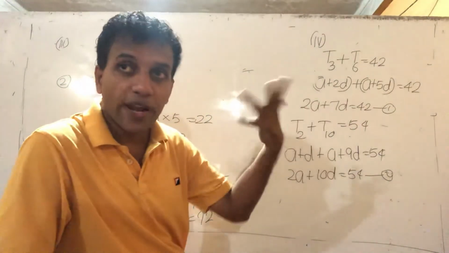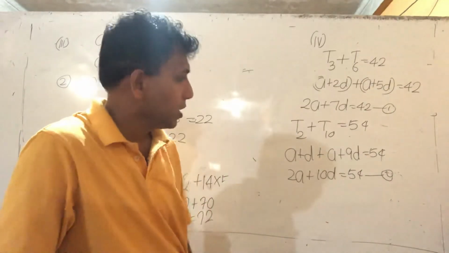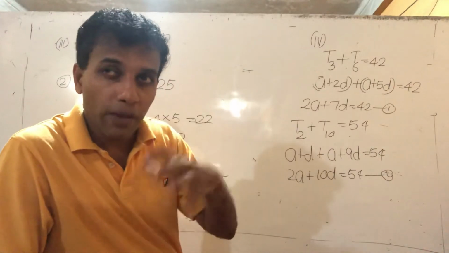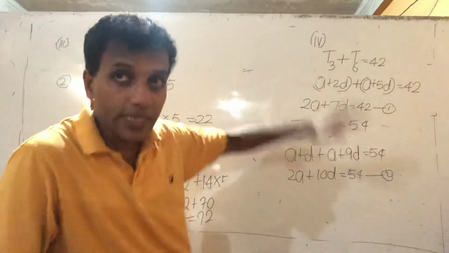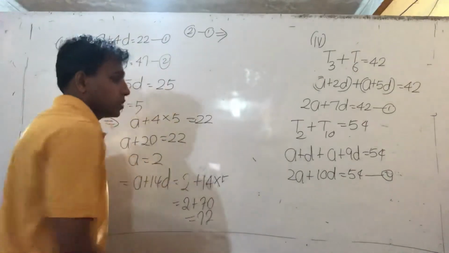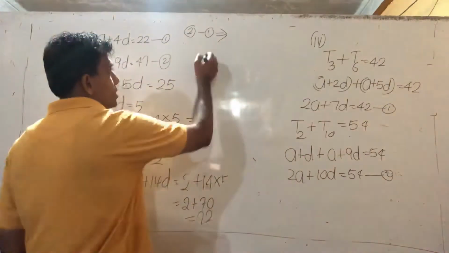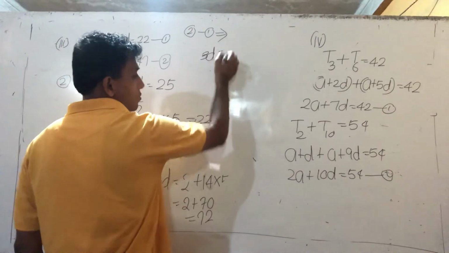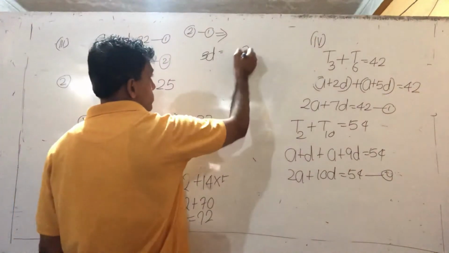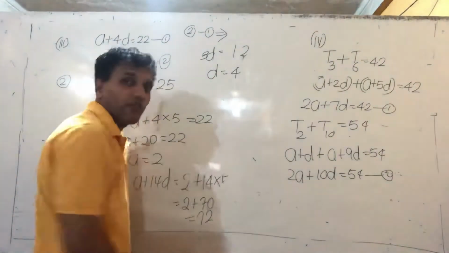Hereafter the problem converts to a grade 9 simultaneous equation. How? Subtract, the A cancels. Always take the larger number minus the smaller number. Here 10D, here 7D, subtract: 2A minus 2A is 0, no A. 10D minus 7D is 3D. 3D equals 54 minus 42, which is 12. Therefore D equals 4. The common difference is 4.